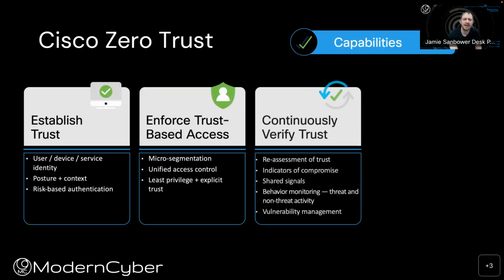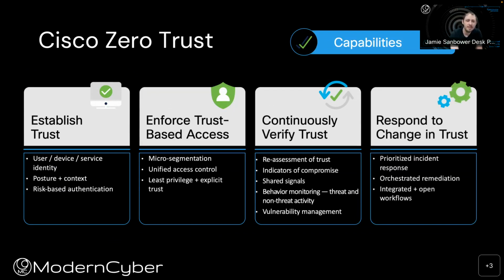Now, if we break that down a little bit further, we can see the capabilities required within each of those different stages within the methodology. So when we're establishing trust, we're looking at the user, the device, the service or application identity. This could be everything from a user accessing a SaaS application to two microservices containers communicating with one another. Still need to establish some level of identity and trust. On top of that, we want to look at posture and context. Are they coming from a managed machine?